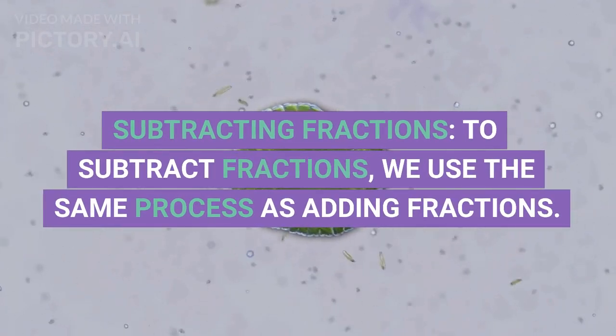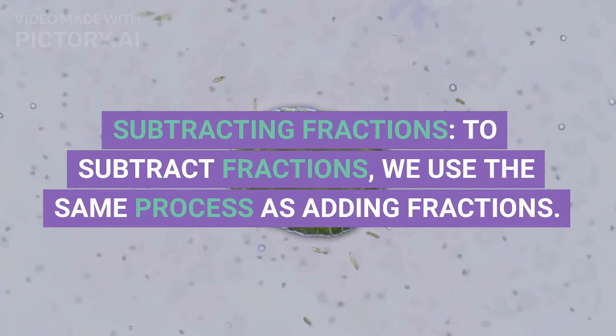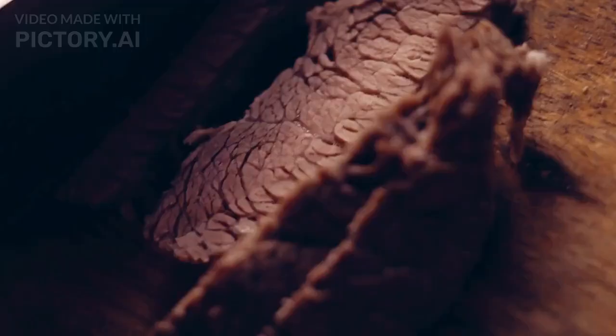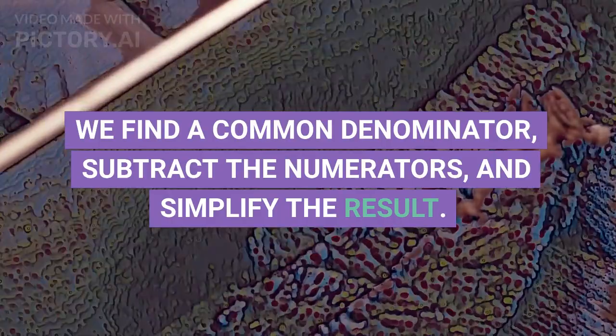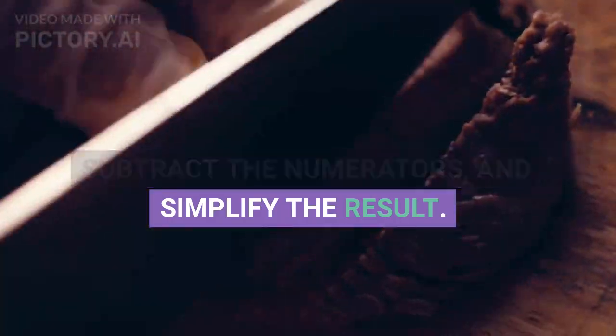Subtracting fractions. To subtract fractions, we use the same process as adding fractions. We find a common denominator, subtract the numerators, and simplify the result.